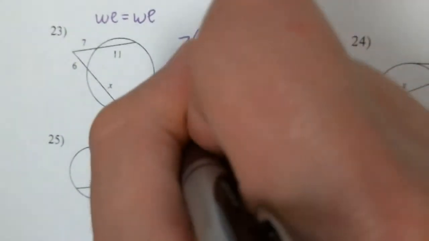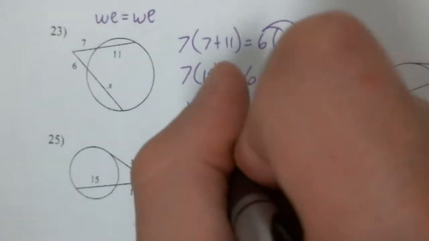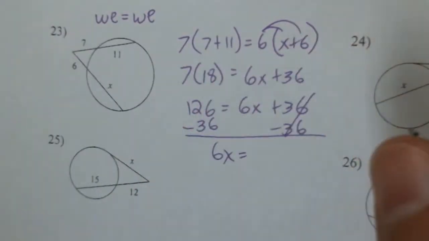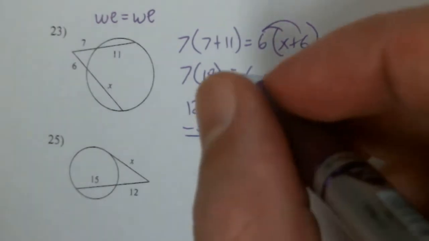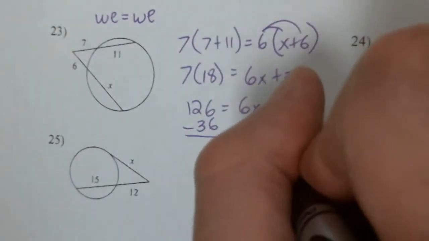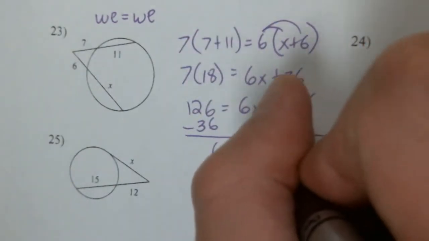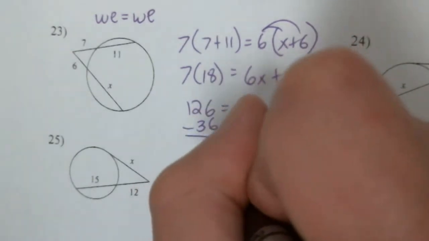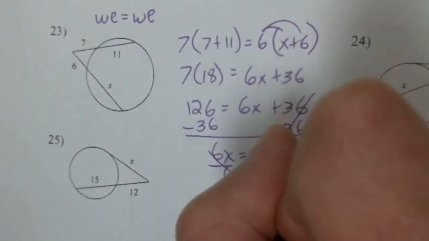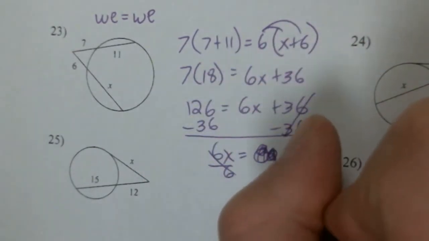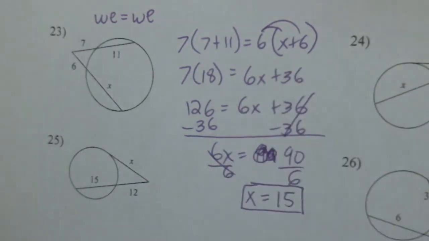Subtract 36 from both sides. 6x is equal to 90. Oops. 90 divided by 6, and x comes out to be 15. Okay.